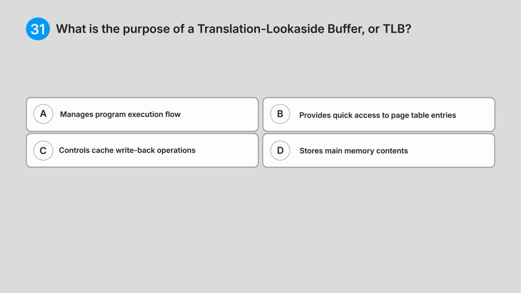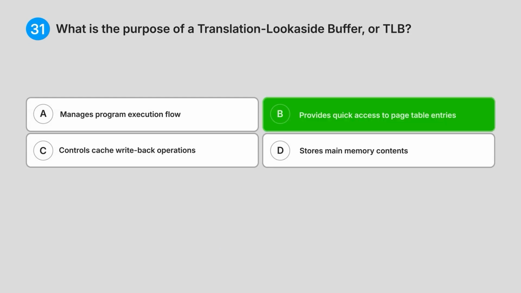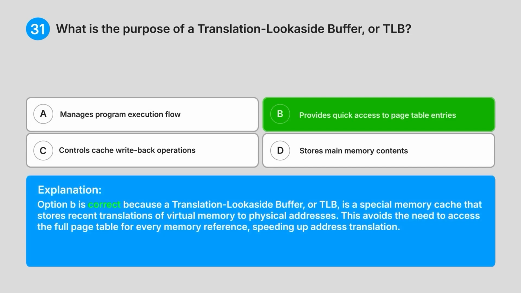Correct answer, B. Provides quick access to page table entries. Explanation: option B is correct because a translation look-aside buffer, or TLB, is a special memory cache that stores recent translations of virtual memory to physical addresses. This avoids the need to access the full page table for every memory reference, speeding up address translation.